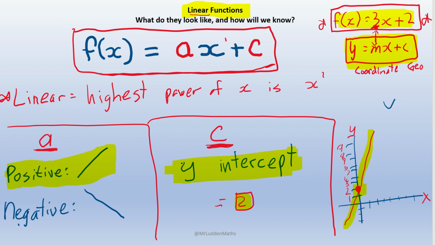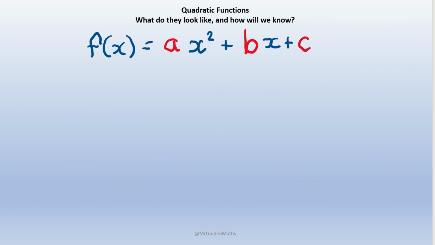The next sort of function that you might be given looks like this, and this right here is a quadratic, and again links back to my patterns. A quadratic looks like something x squared plus something x plus something, and again in this scenario my a and my c are going to tell me things about the graph, and then I'll give you one more piece of information that links with your factorizing, that will give you another piece of information about the graph. Let's have a look at what a says.